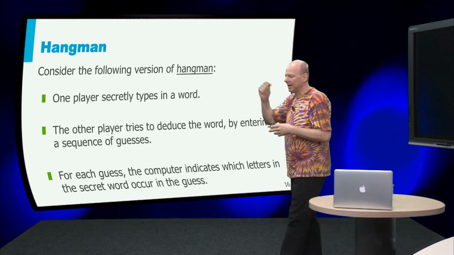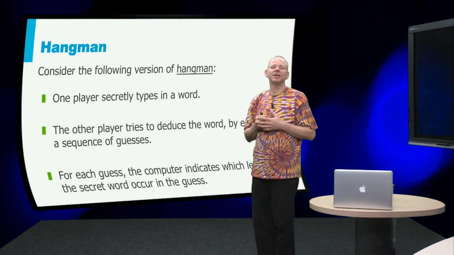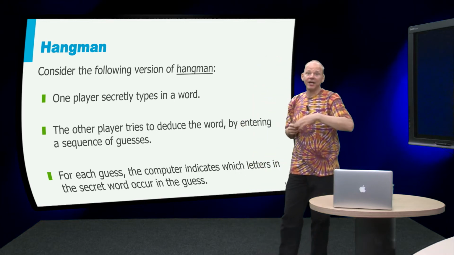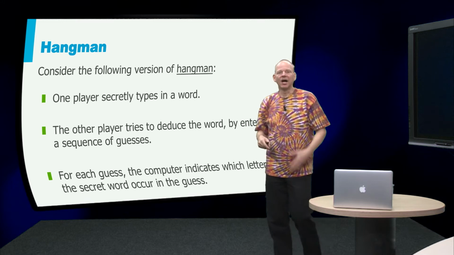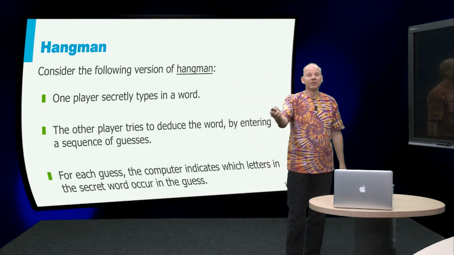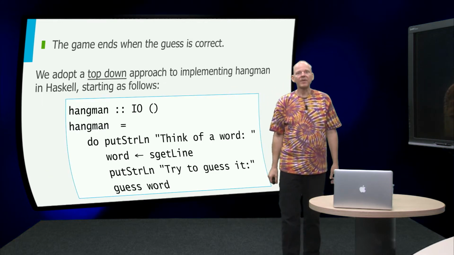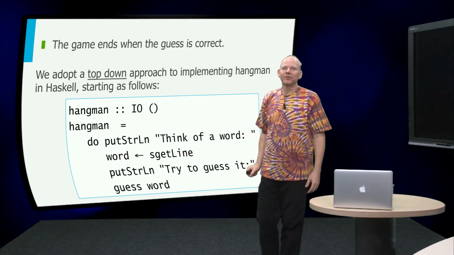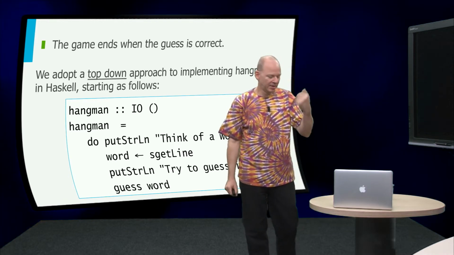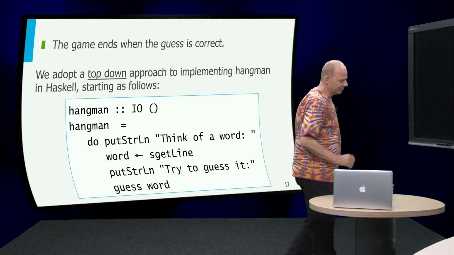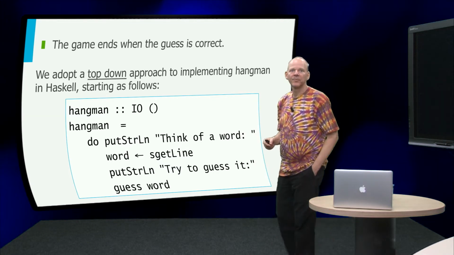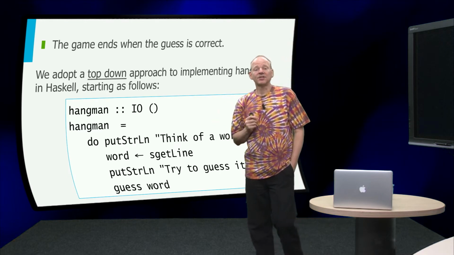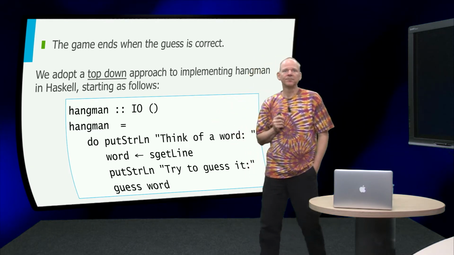And the hangman part is that you only have a finite number of tries, and you draw a picture, and then at some point you die because you ran out of turns. So the game ends when the word is correct. In this case, we don't draw pictures or try to make you lose. Now let's start writing this code.